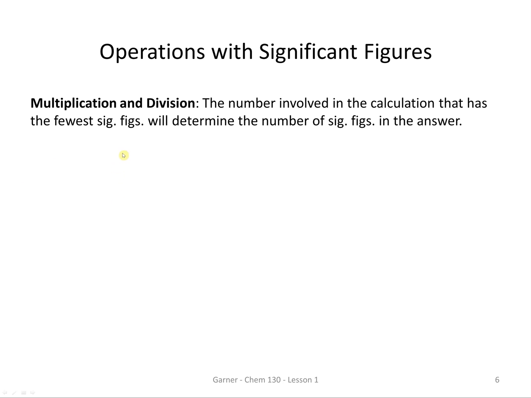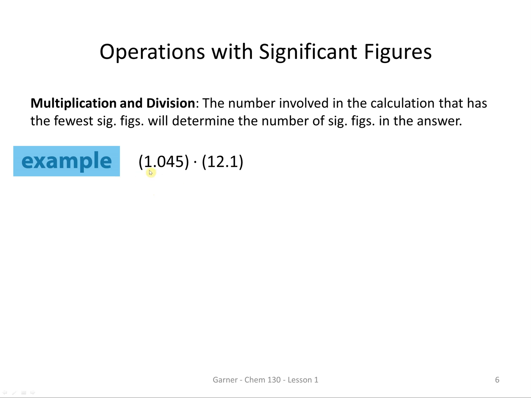All right, so there's a couple sets of rules here. The first set of rules that I'm going to introduce covers the operations of multiplication and division. Whenever you are multiplying and dividing, the number of sig figs that you should keep in your answer is determined by whichever value involved in the calculation had the fewest number of sig figs. Whichever value had the fewest sig figs, that's how many sig figs you should keep in your answer. Let's take a look at an example of this in practice.